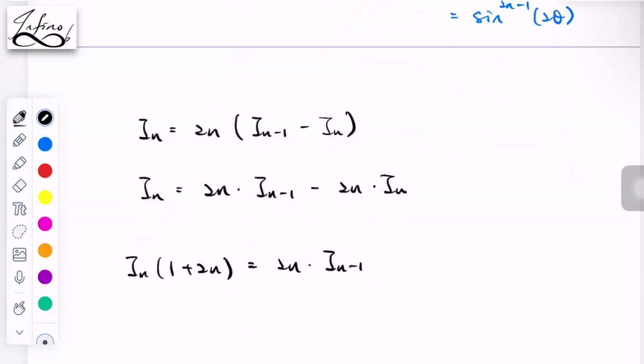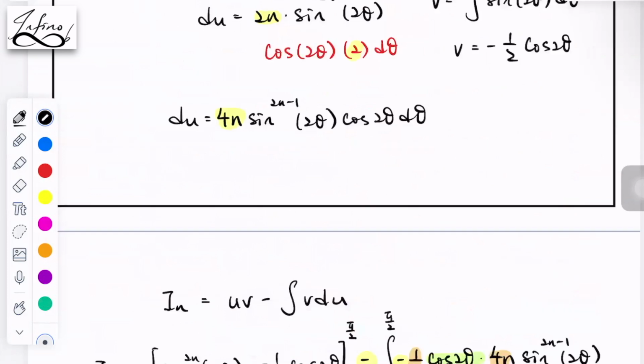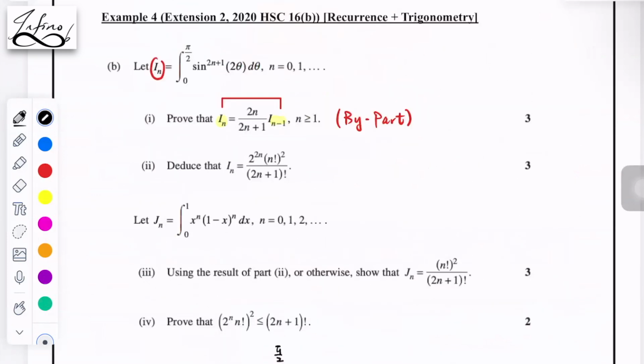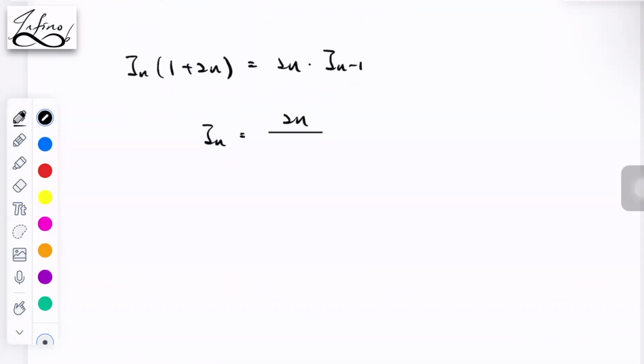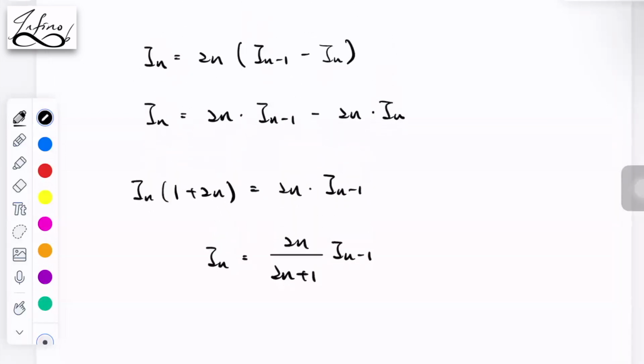And therefore IN will be 2n over, what is the form given? Oh, 2n plus 1. 2n plus 1, times IN minus 1. That's it for the first part.